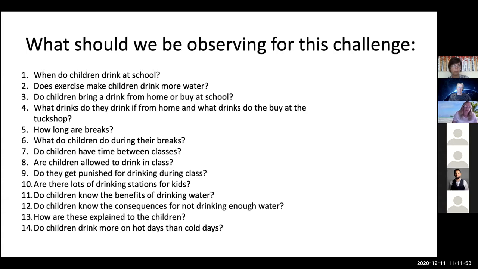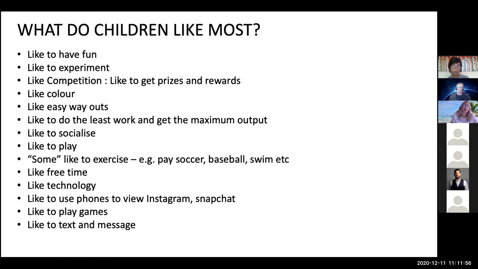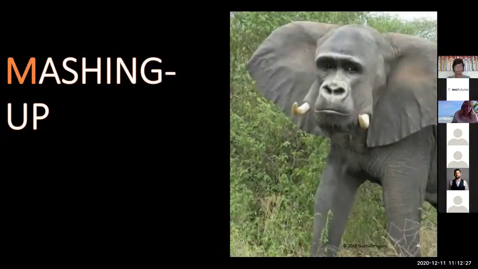And while we're at it, we also say, what do children actually like most? We must observe. They like to have fun, experiments. They like color. They like easy way outs. They like to do the least work and get the maximum output. Socialize, play, exercise, and so on. So we've done divergent thinking, coming up with some great ideas, then applied the why, then applied the observation, and then we apply what we call our mashing up, or conceptual blending.